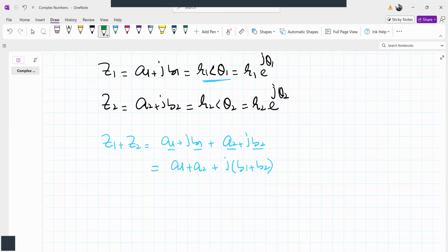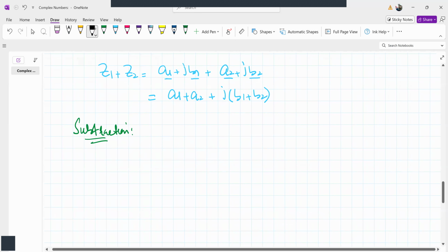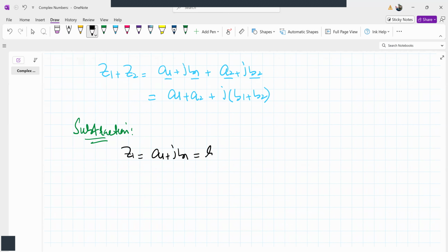Similarly, if we have to perform the subtraction operation between these two complex numbers. So suppose z1 is a1 plus jb1, which can be written as r1 at an angle of theta 1, or r1 e to the power of j theta 1.